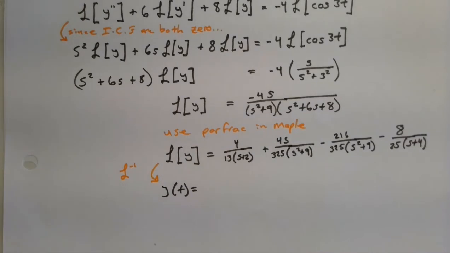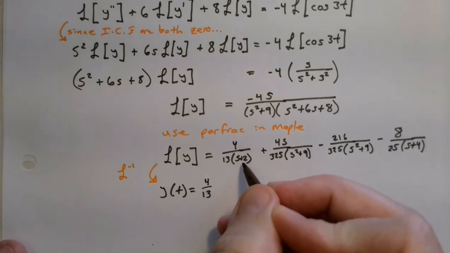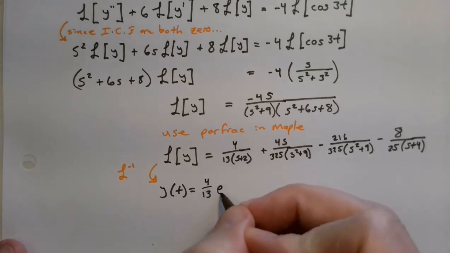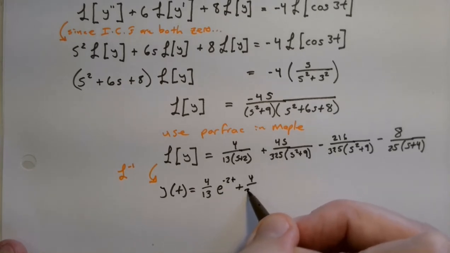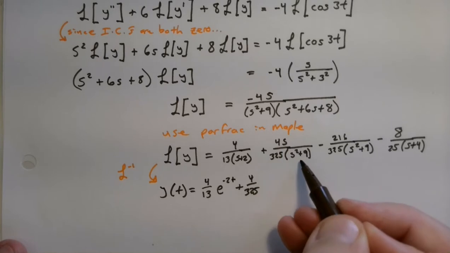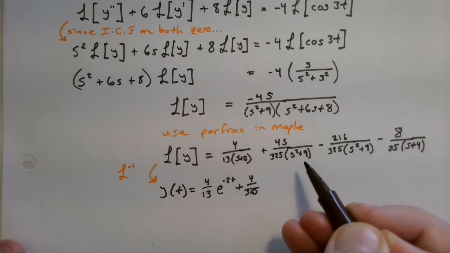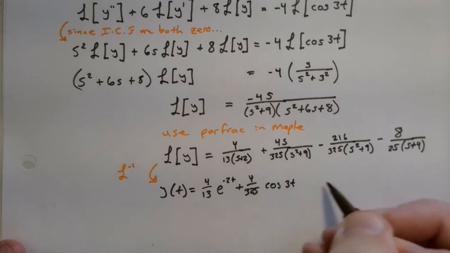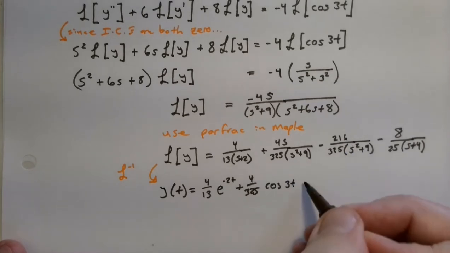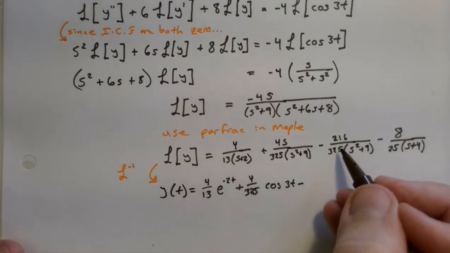And when I do that, I'm left with y of t equals 4/13, and 1 over s plus 2, that's e to the minus 2t. And then this guy is going to be plus 4 over 325 times s over s squared plus 9, that's the inverse Laplace of that, is going to be our cosine 3t. The 3 is coming from the 9. And then 216 over 325, that's going to be minus, this simplifies a little bit, I think.